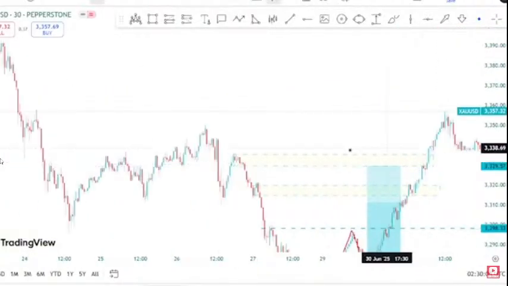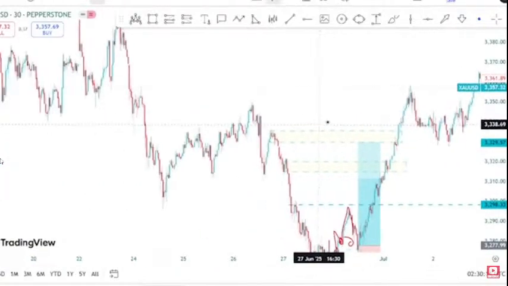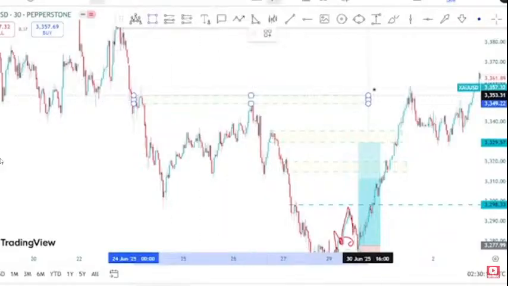Then the market continued. We waited for a reaction from this area to take a sell, but the market continued moving up. Okay, we got a reaction from this area.